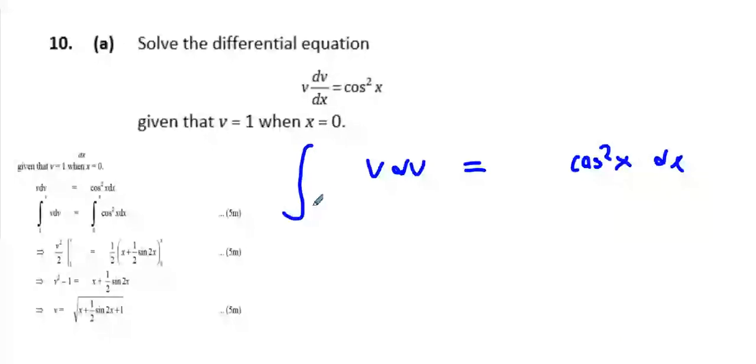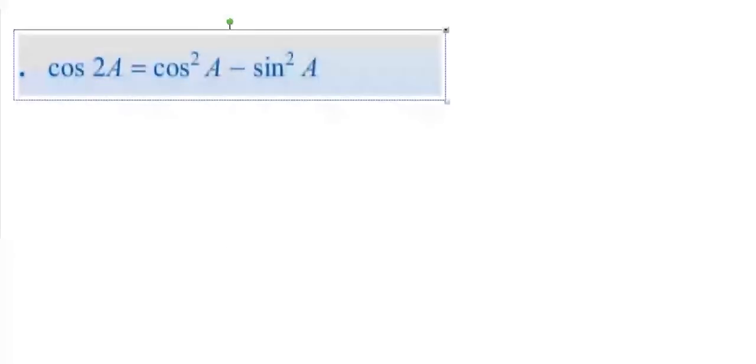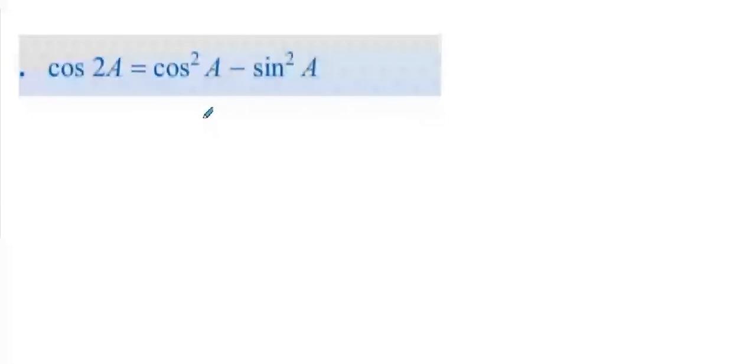We're going to integrate from v and then x, and we know v is 1 when x is 0. Now, we don't integrate products. It's basically cos x multiplied by cos x, and we don't do that. So here's what I suggest you do instead: go back to your tables and look up this here.